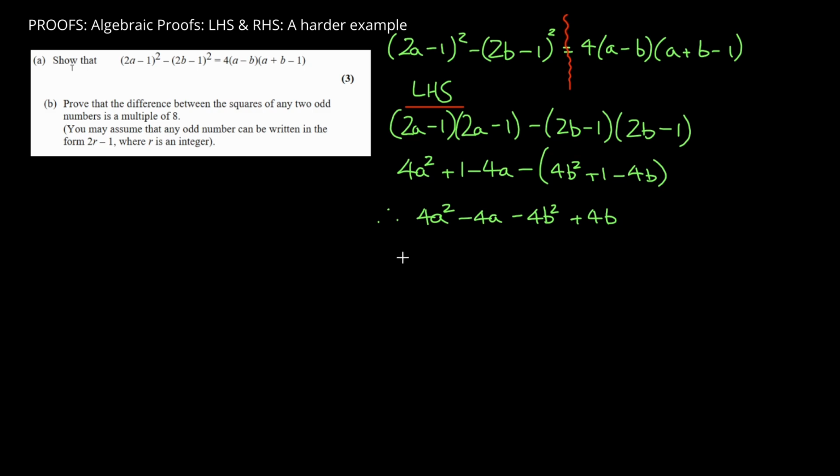I can at least now take a common 4 out of all of this. So this is 4a squared minus a minus b squared plus b. So let's now have a look at what the right-hand side turns into. Yes, we've got a 4 again, outside everything.